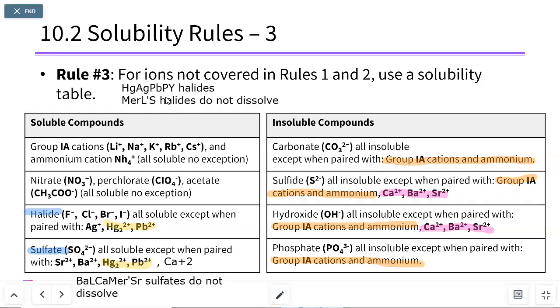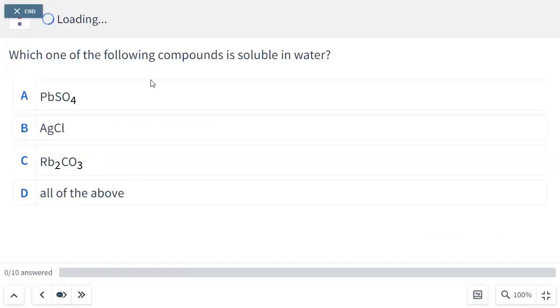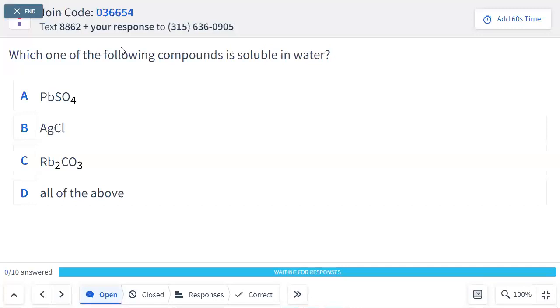All right, any questions before we move on? Okay, with all of this in mind, rather simple question here. Which of these compounds is soluble in water? Now you can only choose one answer. So consider that carefully as you make your choice. Go ahead and put in an answer when you've got it.